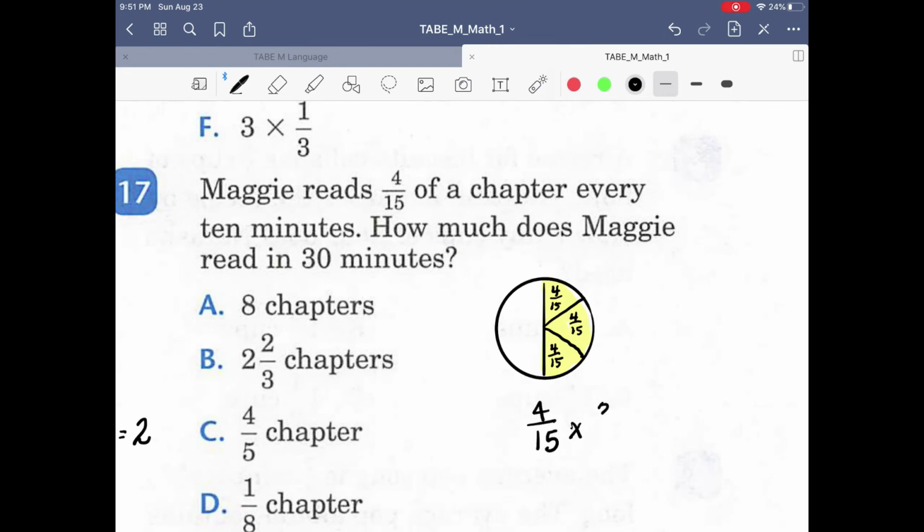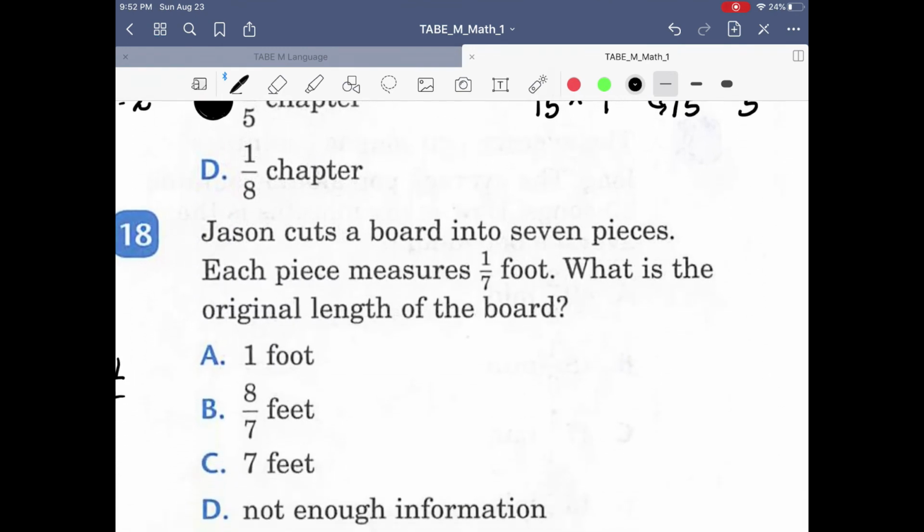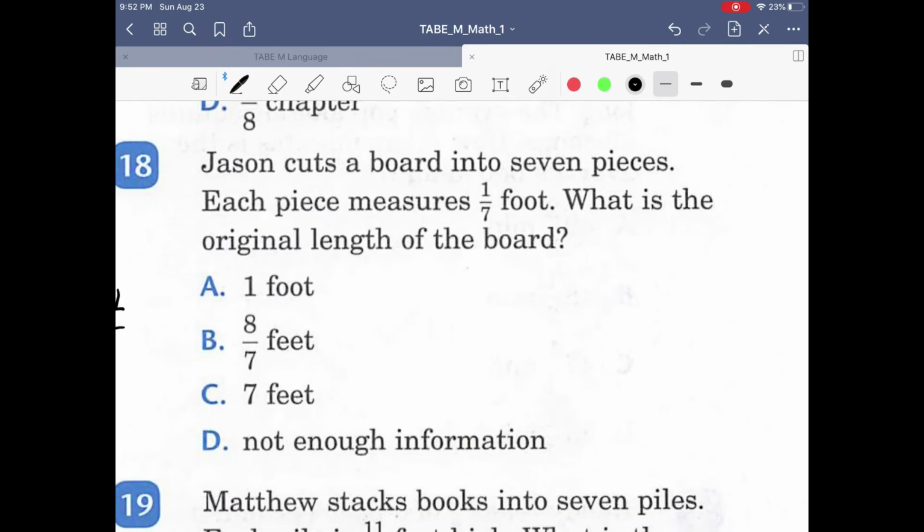So that means I have 4/15 3 times. Or you could add those, 4/15 plus 4/15, however you want to do it. So I have 12/15, but that will simplify by a 3. So I have 4 over 5, or C. Pictures help me anyway. I hope they help you too.